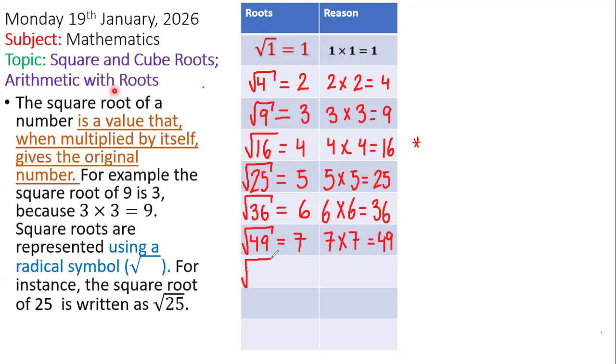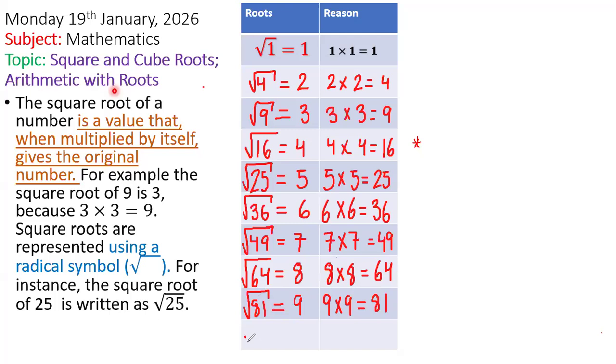Then we have the square root of 64. What is the square root of 64? 8. Very good. What's the reason? 8 times 8 is 64. Very good. Then we have the square root of 81. What is it? 9. Very good. Why? 9 times 9 is 81. Very good.